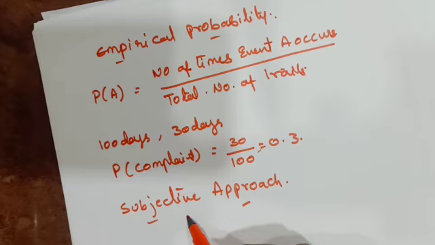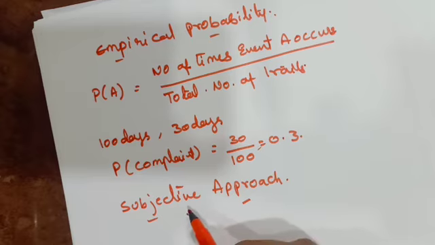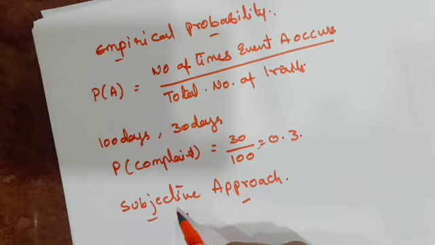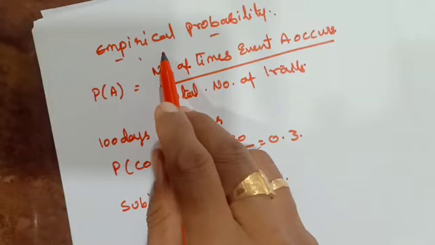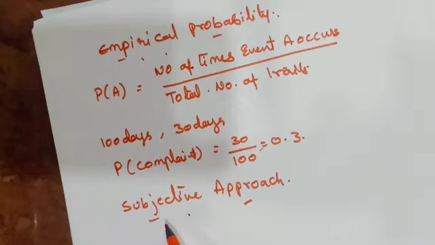One is the classical approach, the empirical probability or empirical approach, and the subjective approach. If we observe the differences, there are slight differences. For example, in the classical approach we don't require any data, but in the empirical probability we take historical data. But in the subjective approach, we don't have data. Sometimes supporting data may also not be available.